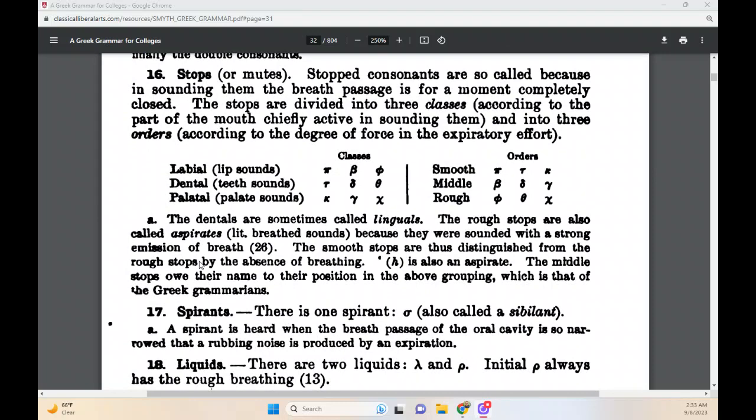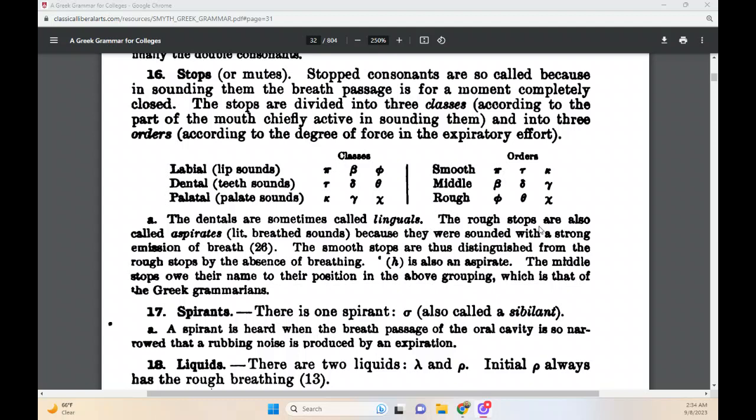Let's move on here. Note A under Article 16 says, the dentals are sometimes called linguals. They're sometimes called linguals because even though they're made at the teeth, they're made with the tongue. So you can't make the tau, delta, or theta sounds without using the tongue. So some grammar books might refer to them as linguals instead of dentals. Some even refer to them as linguodentals.